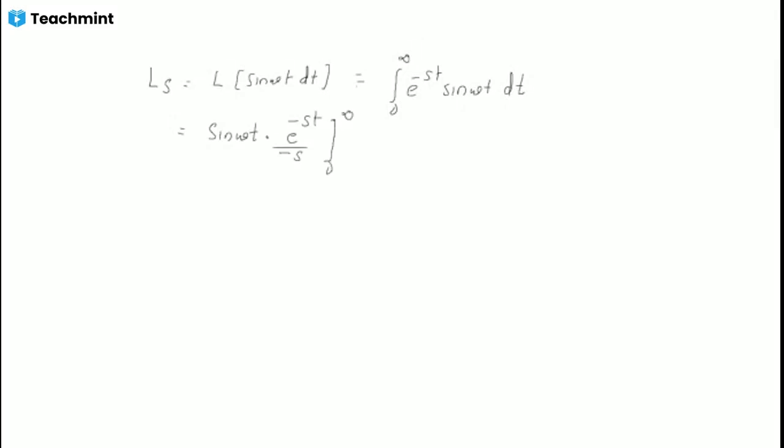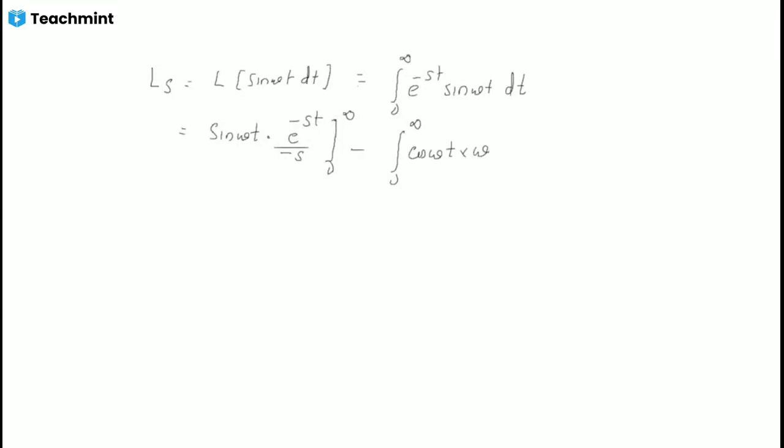What is LS equal to? L of sin omega t, that is equal to integral 0 to infinity e raised to minus st sin omega t dt. Okay, using the ILATE method, we can use first into integral of second. First is sin omega t, first into integral of second, e raised to minus st by minus s, limit 0 to infinity, minus integral of derivative of first. Sin omega t derivative is cos omega t into omega.